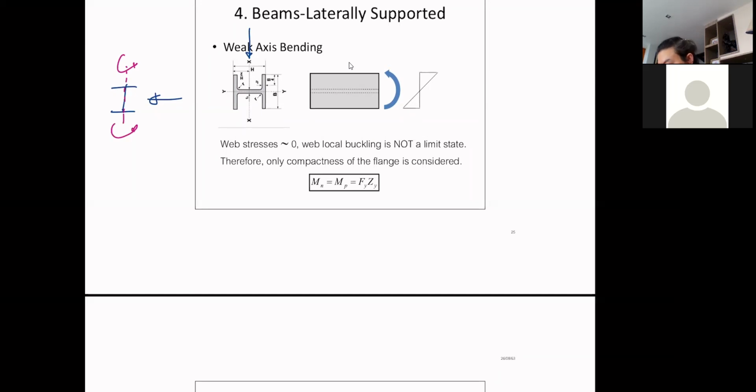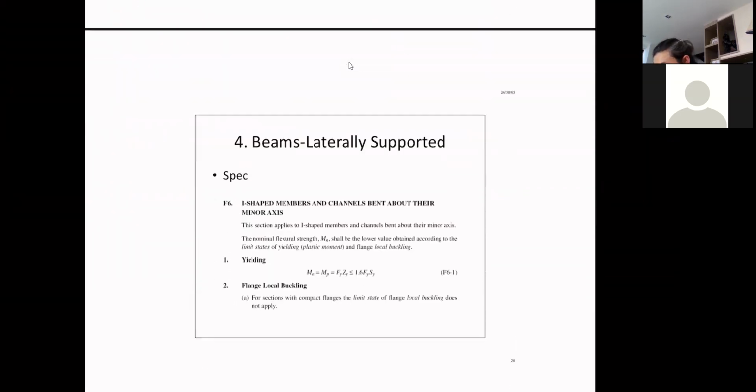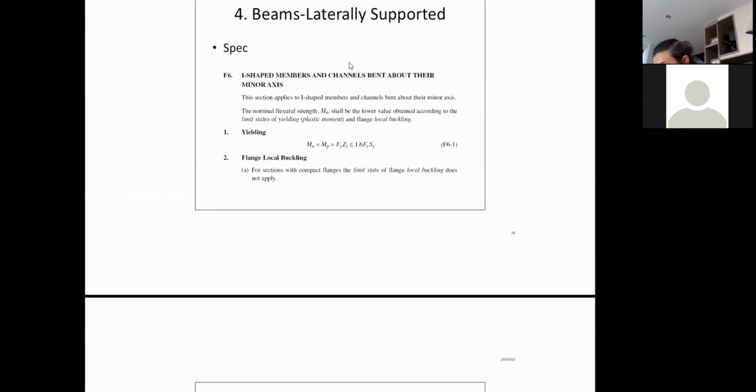Now, when you look at this, because we know the stress is going to be like that, yielding or plastic, but right there in the web, stress is going to be 0, so the web will not buckle. So now we are left with just one thing to take care of. That is the flange local buckling. Okay, and now your nominal moment simply will become the yield stress multiplied by the plastic section modulus in the y direction. Okay, that's a minor axis bending.